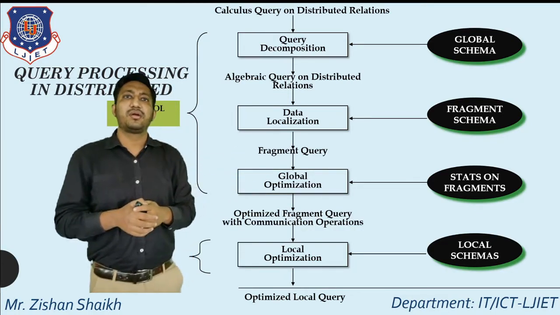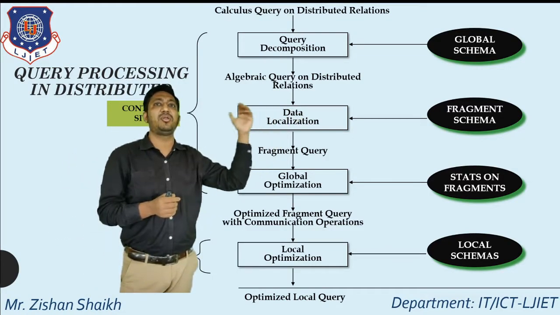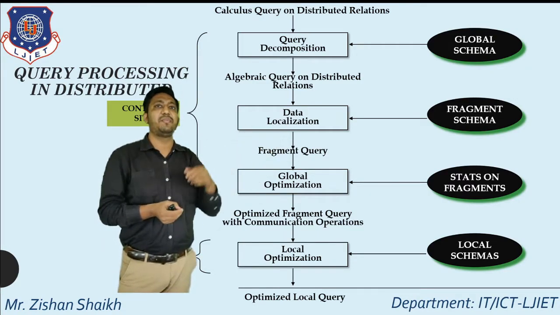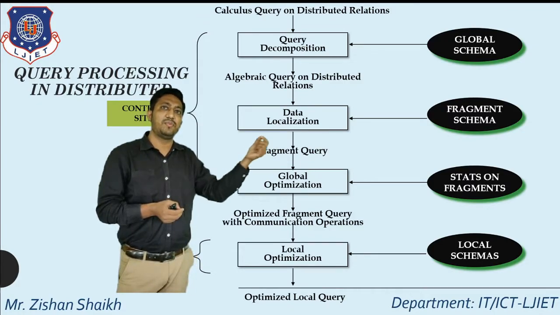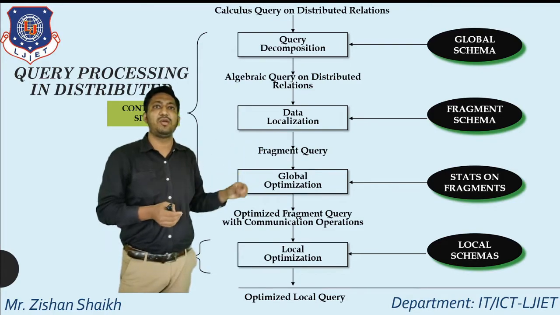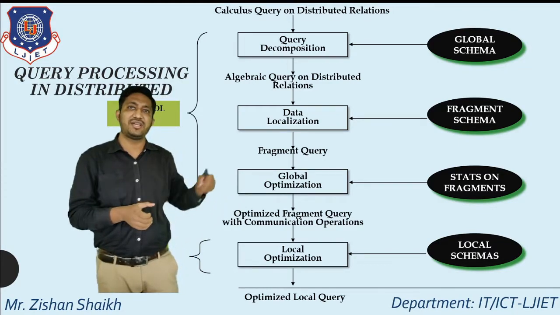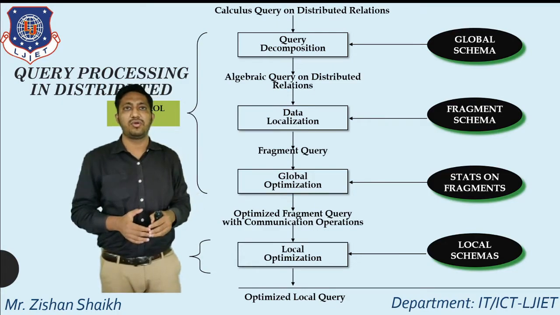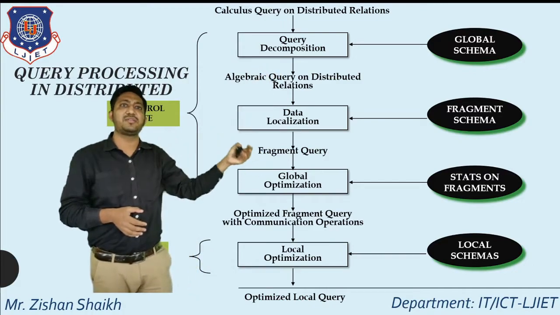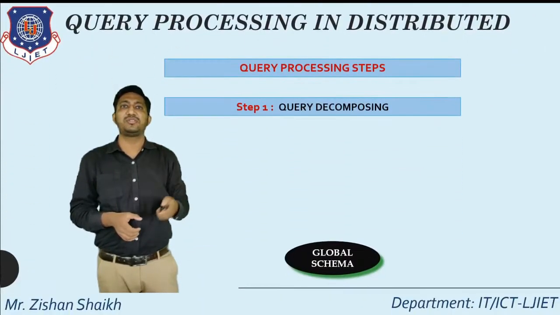The third topic is global optimization. Global optimization means we have to try to reach the particular local site. Suppose an Ahmedabad client is requesting data that is available at Mumbai, so our query is moved to that particular server. How exactly this query is moved to that server is all about global optimization. Local optimization is the fourth topic, and it is about how exactly the query is executed at that place. With the help of different schemas and fragments, we will decide this. So let's understand all the steps in detail.